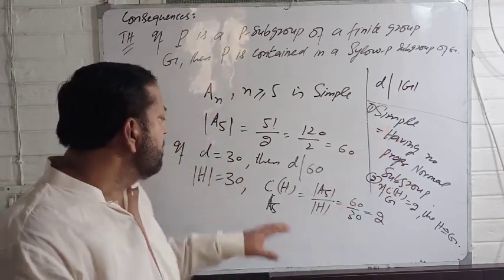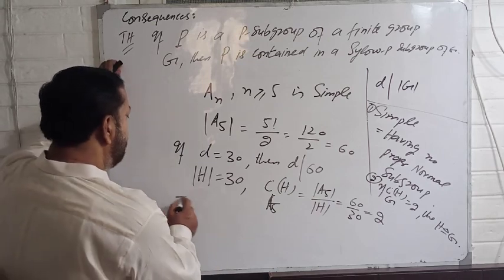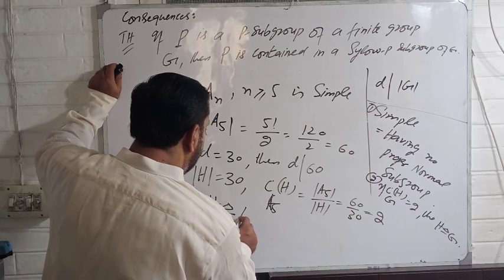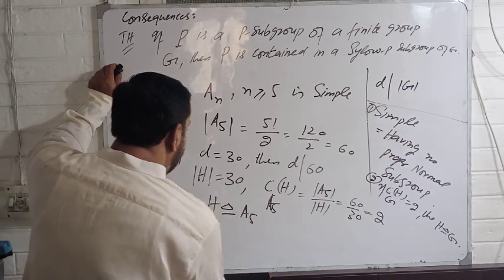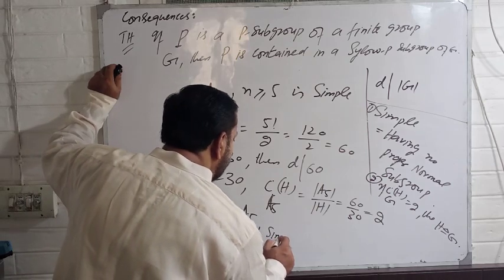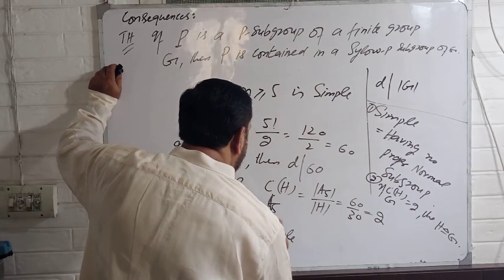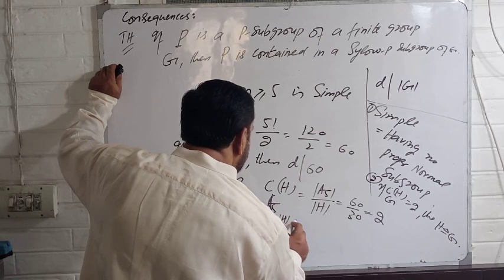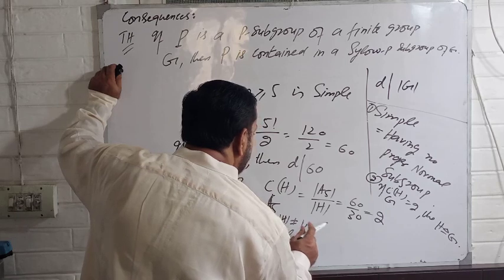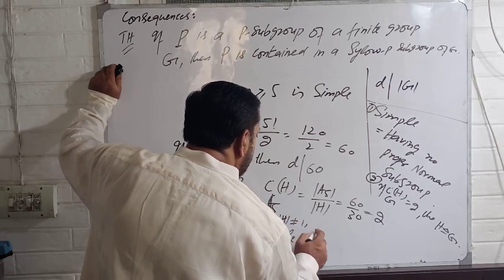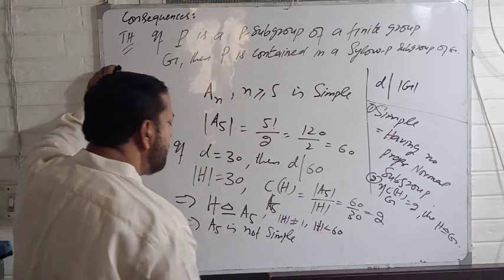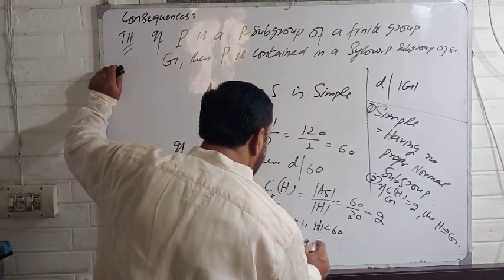So, this means that H is normal in A5. This means that A5 is not simple, while the order of H is not equal to 1 and the order of H is less than 60, so A5 is not simple, a contradiction.